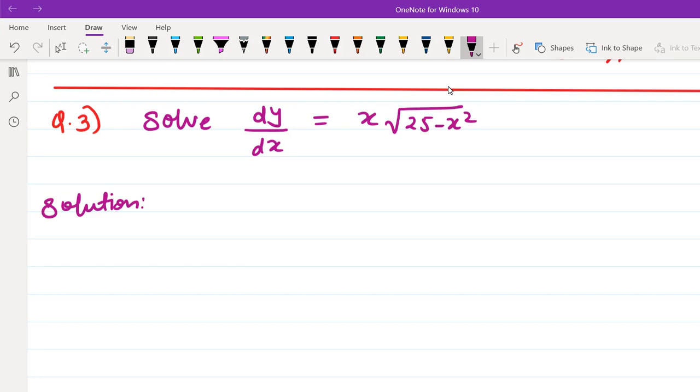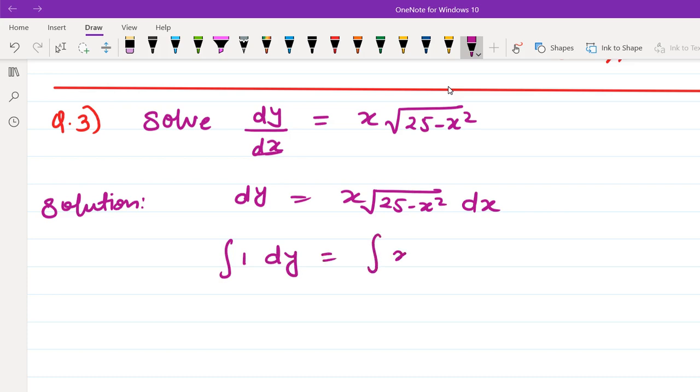So as we all know, we are going to keep dy on one side, and I am going to take this dx on the other side. So I will be left with this. You can clearly see that we have separated the variables, y on one side and x on the other side. Now let us take the integration on both the sides. So integration of 1 dy is equal to integration of x square root of 25 minus x square dx.